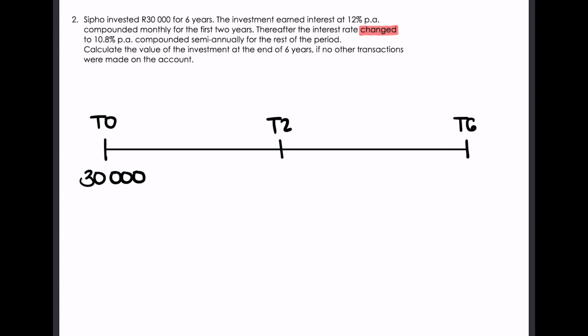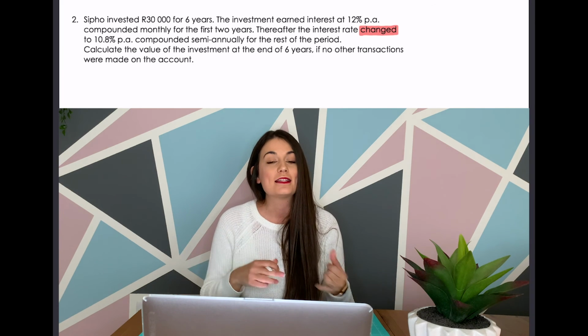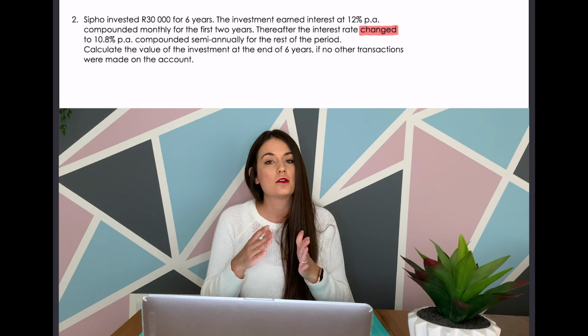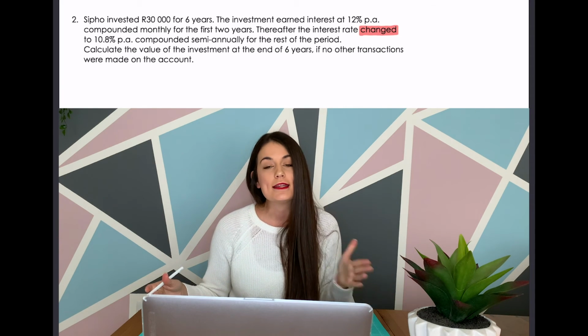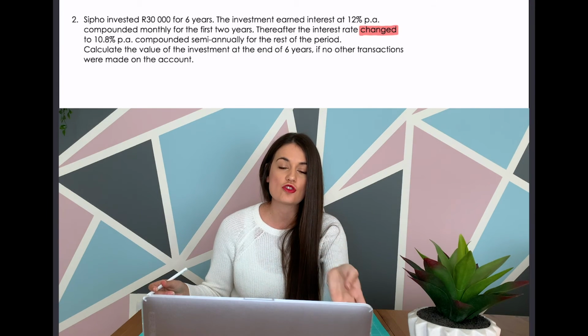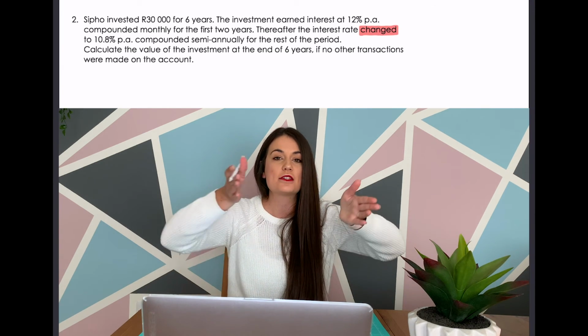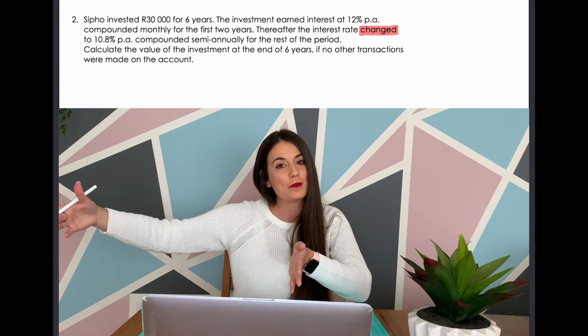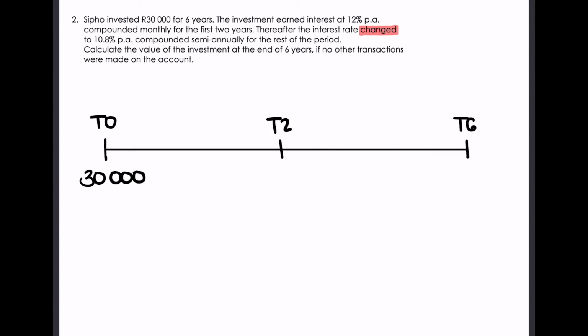So that's term 6. So if we look at this question, we can see that no extra money is being withdrawn or deposited throughout this 6-year period. What is happening, however, is the interest rate is changing throughout the period. So the interest rate changes after 2 years. So that means for the first 2 years it's something, and for the remaining period it's something else. So we can just list that onto our diagram. And we want to know how much money is in the investment at the end of the period.